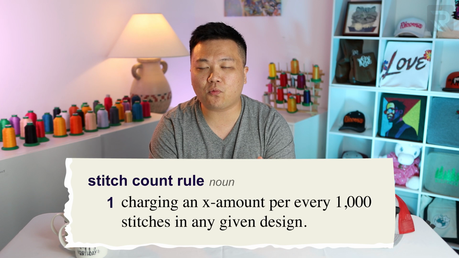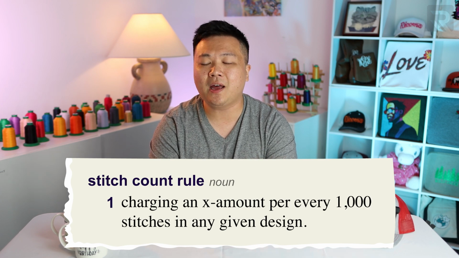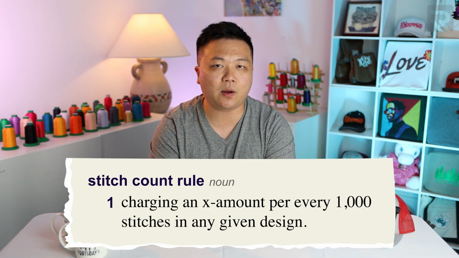So to set the context for what I'm about to explain, you first need to understand what the stitch count rule is. Like I briefly mentioned before, the stitch count rule is basically a rule of thumb that tells you to charge X number of dollars per 1,000 stitches in your design. So for example, charging $1 per 1,000 stitches or charging $2 per 1,000 stitches in your design. And for a 10,000 stitch design, for example, you might charge $10 for that design to get it embroidered.